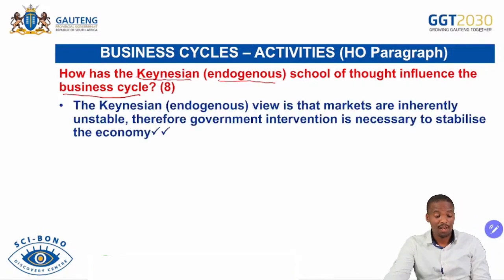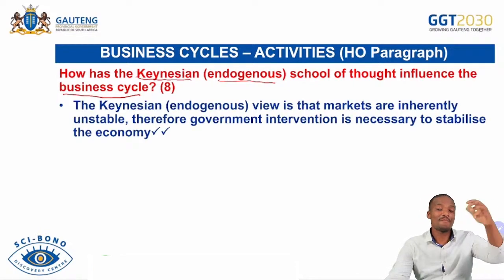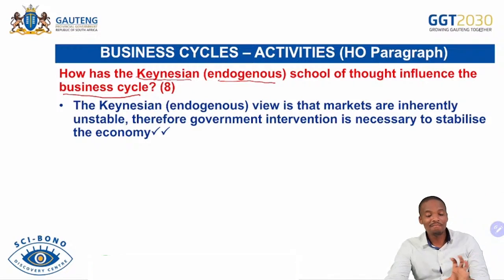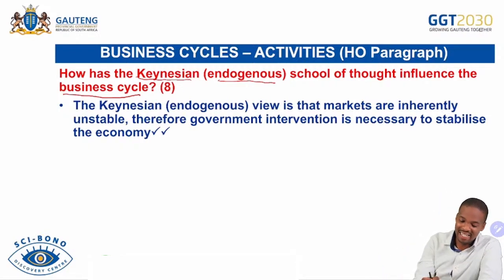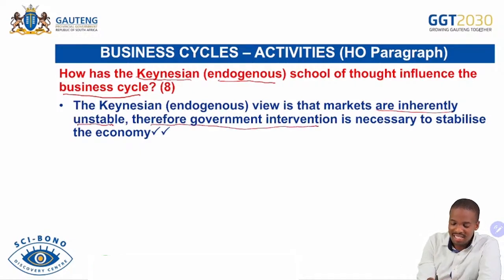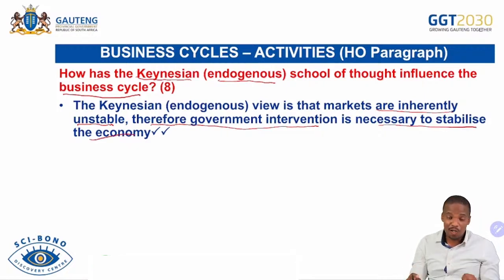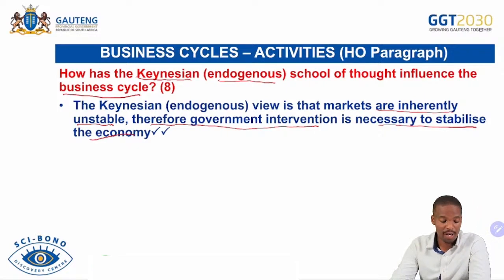Let's see. First, you are giving us the background of what the Keynesian school of thought means, or what they believe in, or what is their theory. They believe that markets are inherently unstable. Therefore, government intervention is necessary to do what? To stabilize the economy. Okay?